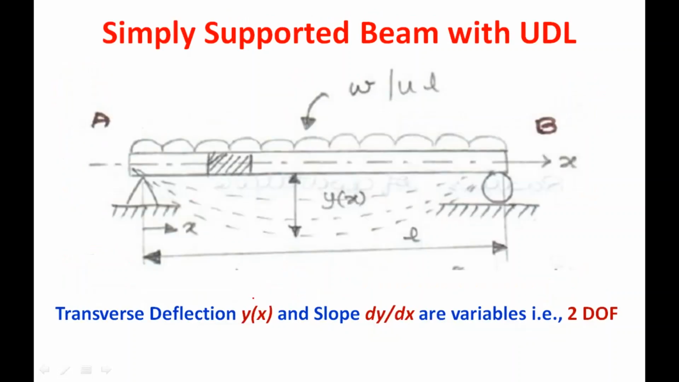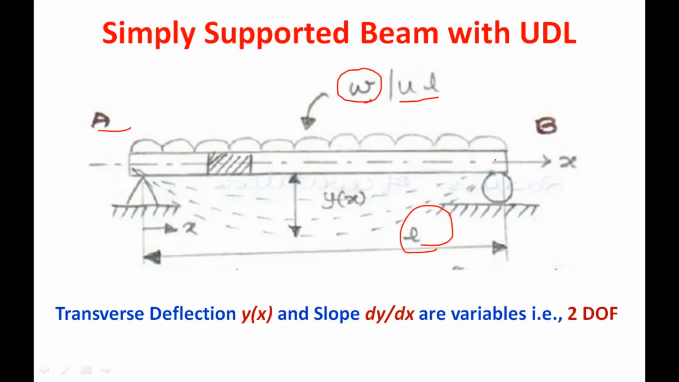To derive the mathematical model, we are going to consider a simply supported beam with uniformly distributed load. So here at the left end A we have a hinged support, at the right end B we have a roller support. The length of the beam is L. Throughout the length UDL is acting. The load intensity of the UDL is denoted by small w per unit length.